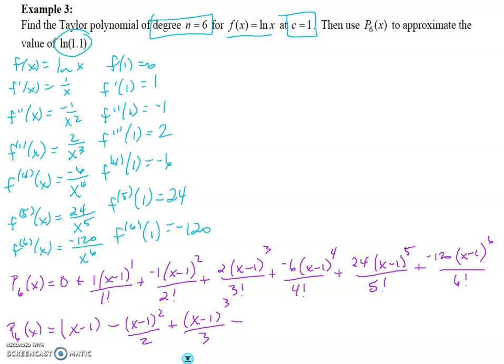So the 6 will cancel, and it just leaves me with 4 on bottom. Then I have plus. Now the same thing happens here. 5 factorial is 5 times 24. So the 24 is going to cancel. I've got x minus 1 to the 5th over 5. And then the same thing is going to happen on the last one. Minus x minus 1 to the 6th over 6.